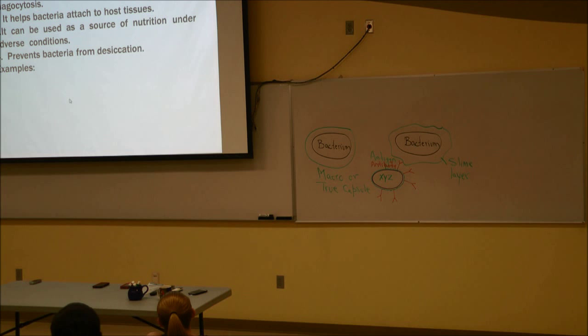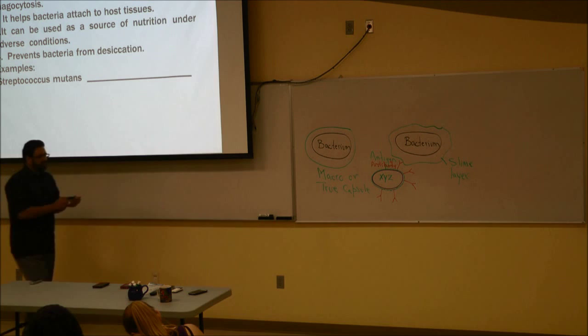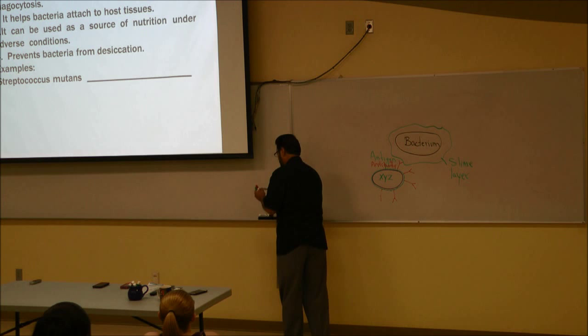Now the examples. Streptococcus mutans. We all have this bacteria in our mouth. This is the normal flora of the mouth. Some of us like to eat a lot of sugar, but do not necessarily brush our teeth, right? So this is what happens.